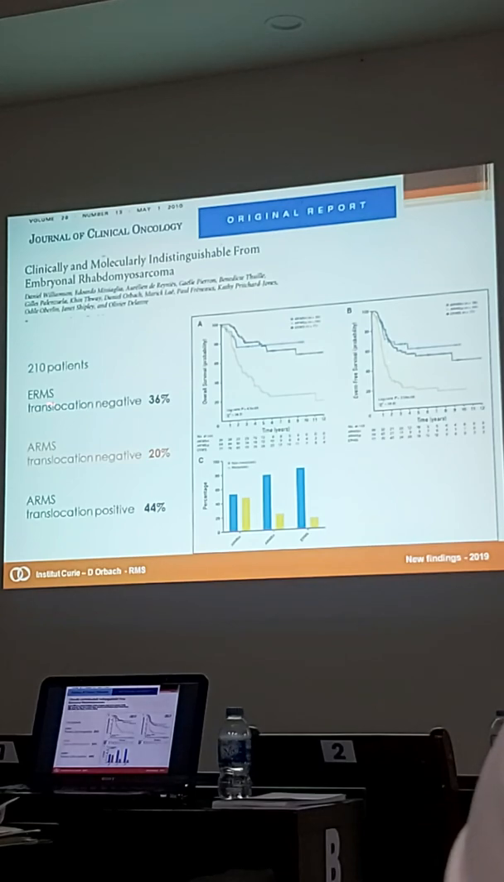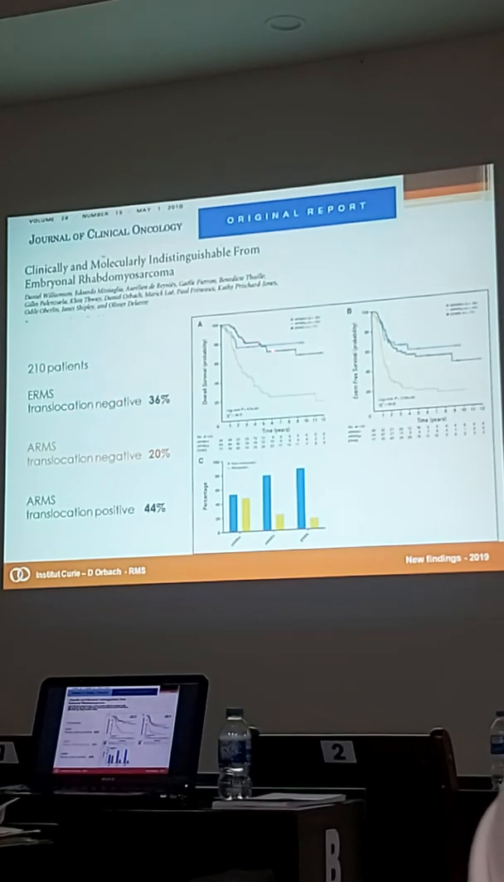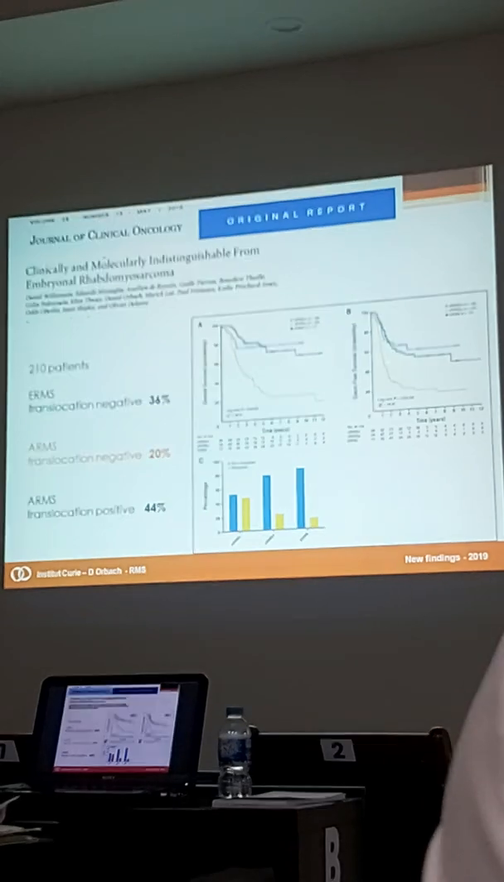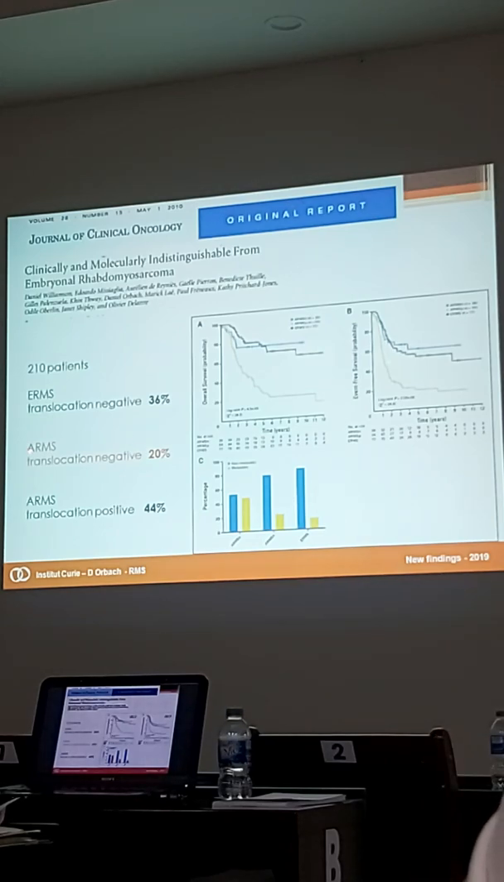The embryonal rhabdo without any transcript, of course, were here in gray, and the prognosis was a little bit better. And the alveolar with negative transcript fusion behave exactly like embryonal. They are here in blue. So it means that if you have the transcript, you have a poor prognosis. If you haven't the transcript, whatever the pathologist says, even if the pathologist says, for me it's an alveolar, the only important thing is the presence or absence of the transcript.